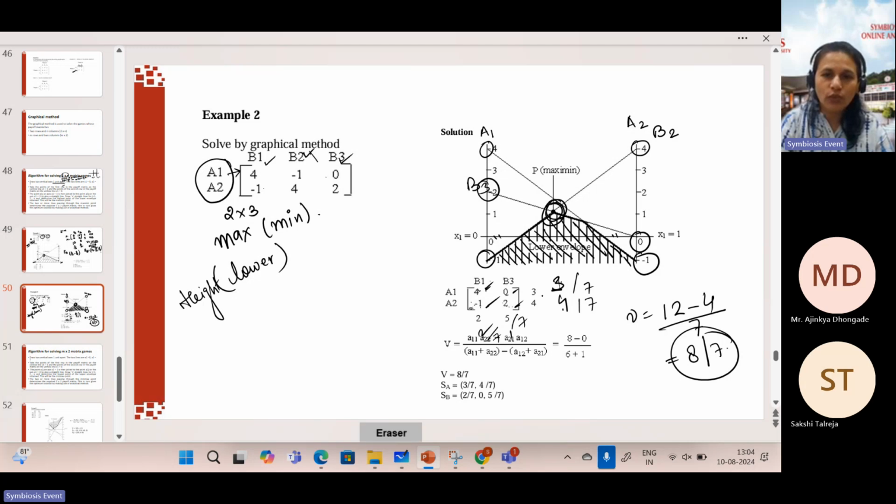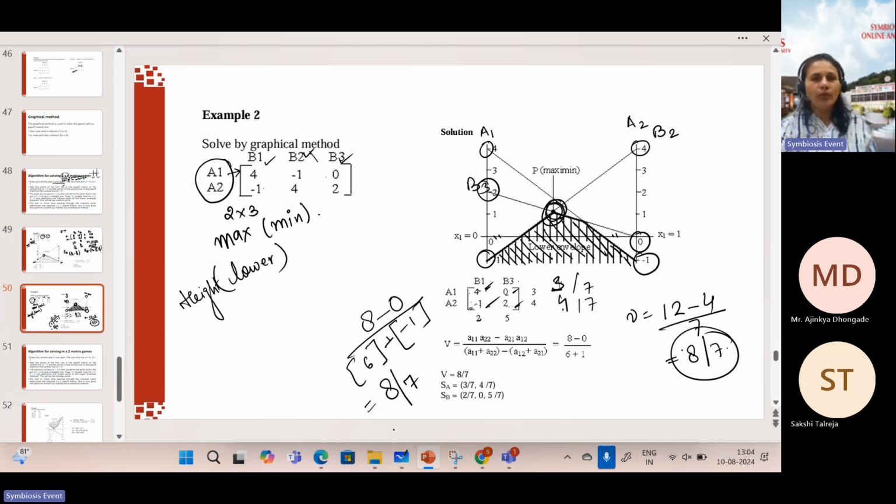Suppose I want to go by this formula. So by this formula also we can calculate. What it says? It says A11 into A22, so cross multiply 8 minus the product of the two, 0, divided by A11 plus A22. Cross multiply addition 6 minus of A12 plus A21, so that is minus 1. So you get 8 over 6 plus 1, 7. So see, either you go by the formula or you go by the shortcut, the answer is always going to be the same.